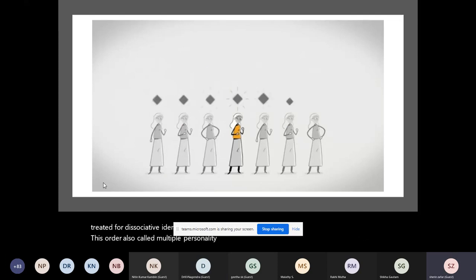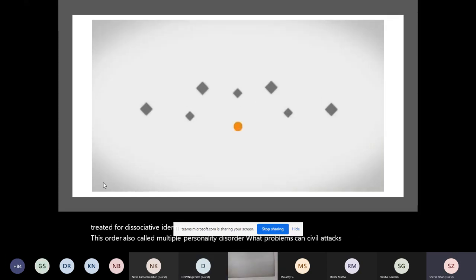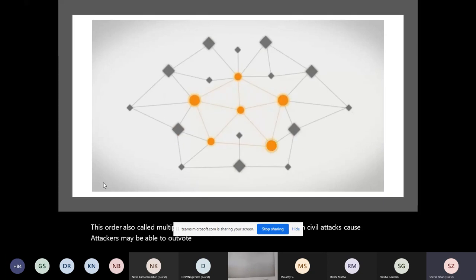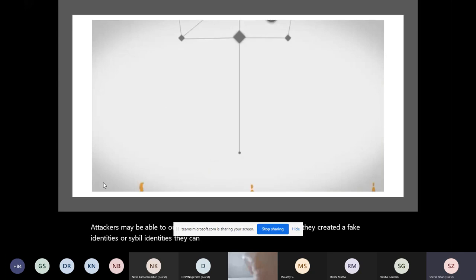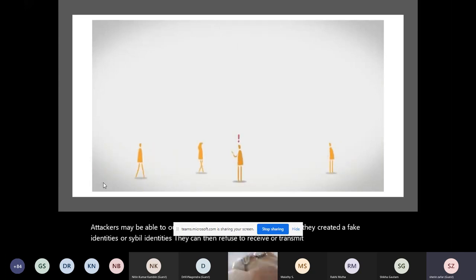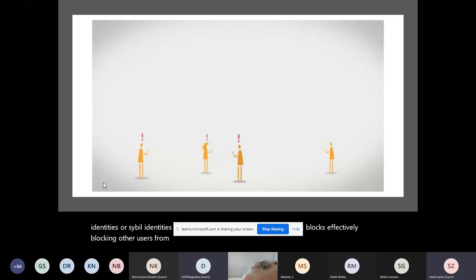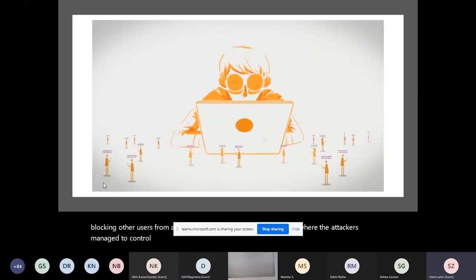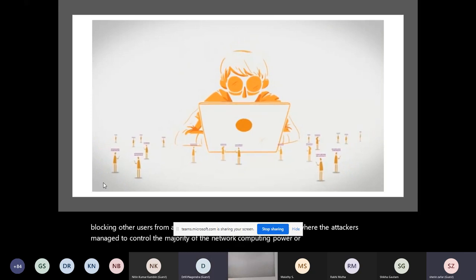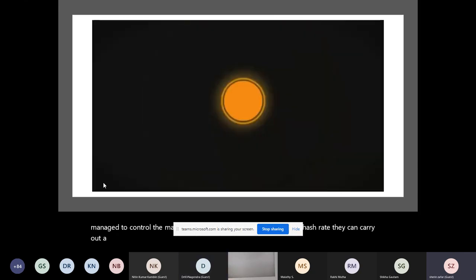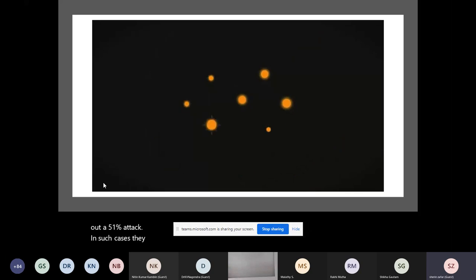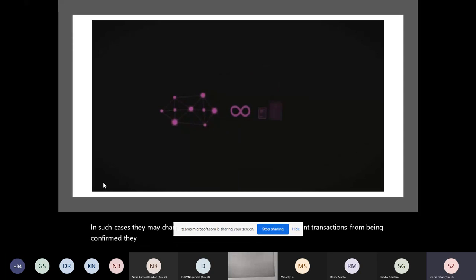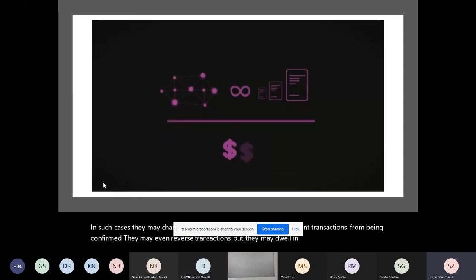What problems can Sybil attacks cause? Attackers may be able to outvote the honest nodes on the network if they create enough fake identities, or Sybil identities. They can then refuse to receive or transmit blocks, effectively blocking other users from the network. In really large-scale Sybil attacks, where the attackers manage to control the majority of the network computing power or hash rate, they can carry out a 51% attack. In such cases, they may change the ordering of transactions and prevent transactions from being confirmed. They may even reverse transactions that they made while in control, which can lead to double spending.